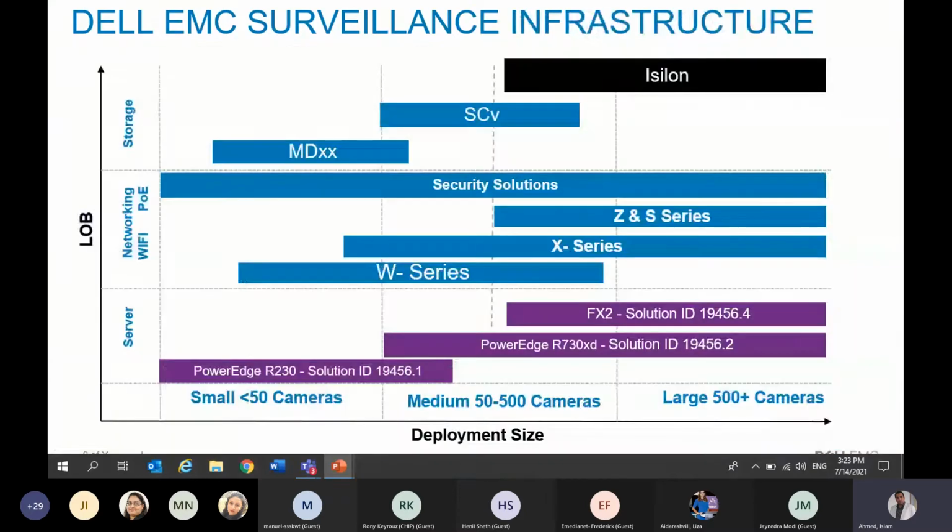Another slide is talking about the same idea, again about the deployment size, whatever your deployment size is. If you talk about servers, networking, and storage, you can see different products that can serve different deployment sizes. For example, in storage, you can start with the MD for small and medium projects, then the SCV if you need even more cameras, and of course the IO4 for huge and large camera count projects.